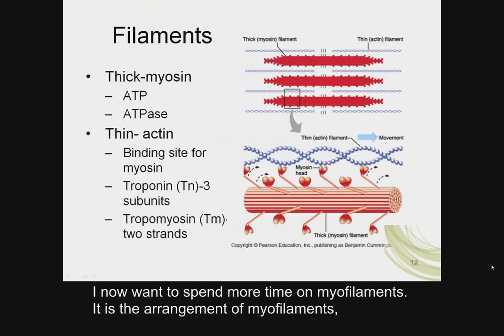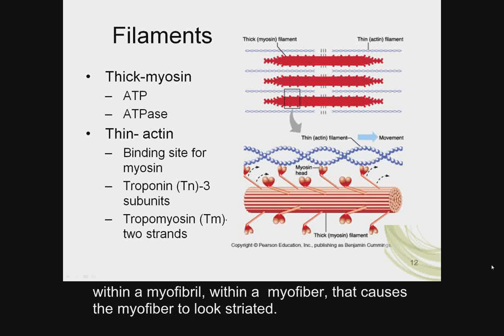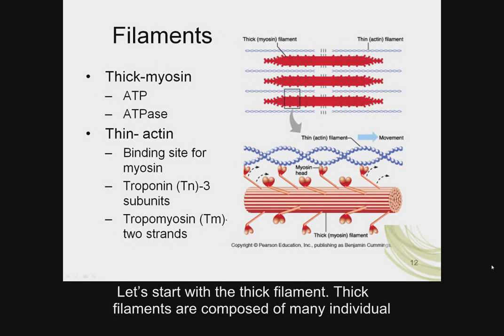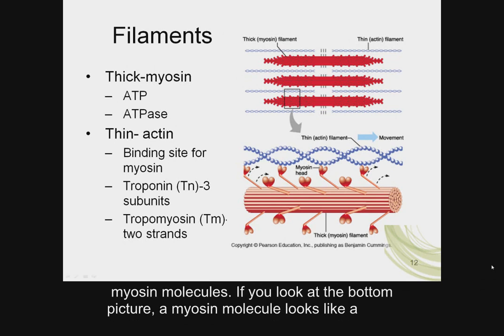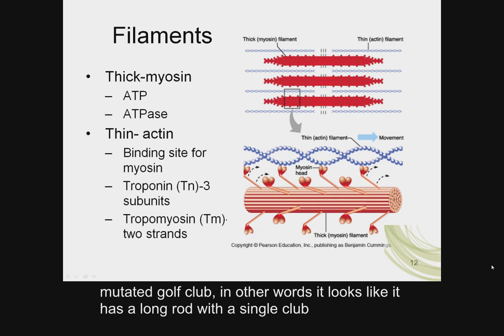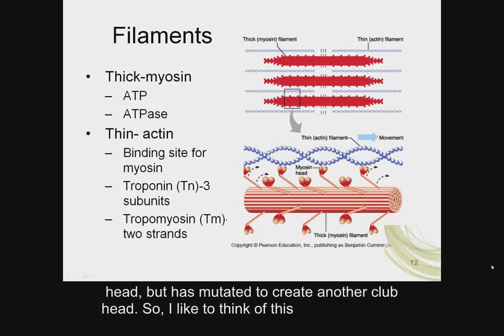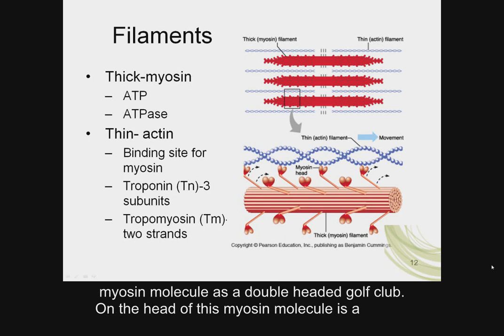I now want to spend more time on myofilaments. It is the arrangement of myofilaments within a myofibril, within a myofiber, that causes the myofiber to look striated. Let's start with the thick filament. Thick filaments are composed of many individual myosin molecules. If you look at the bottom picture, a myosin molecule looks like a mutated golf club. In other words, it looks like it has a long rod with a single club head, but has mutated to create another club head. So I like to think of this myosin molecule as a double-headed golf club.